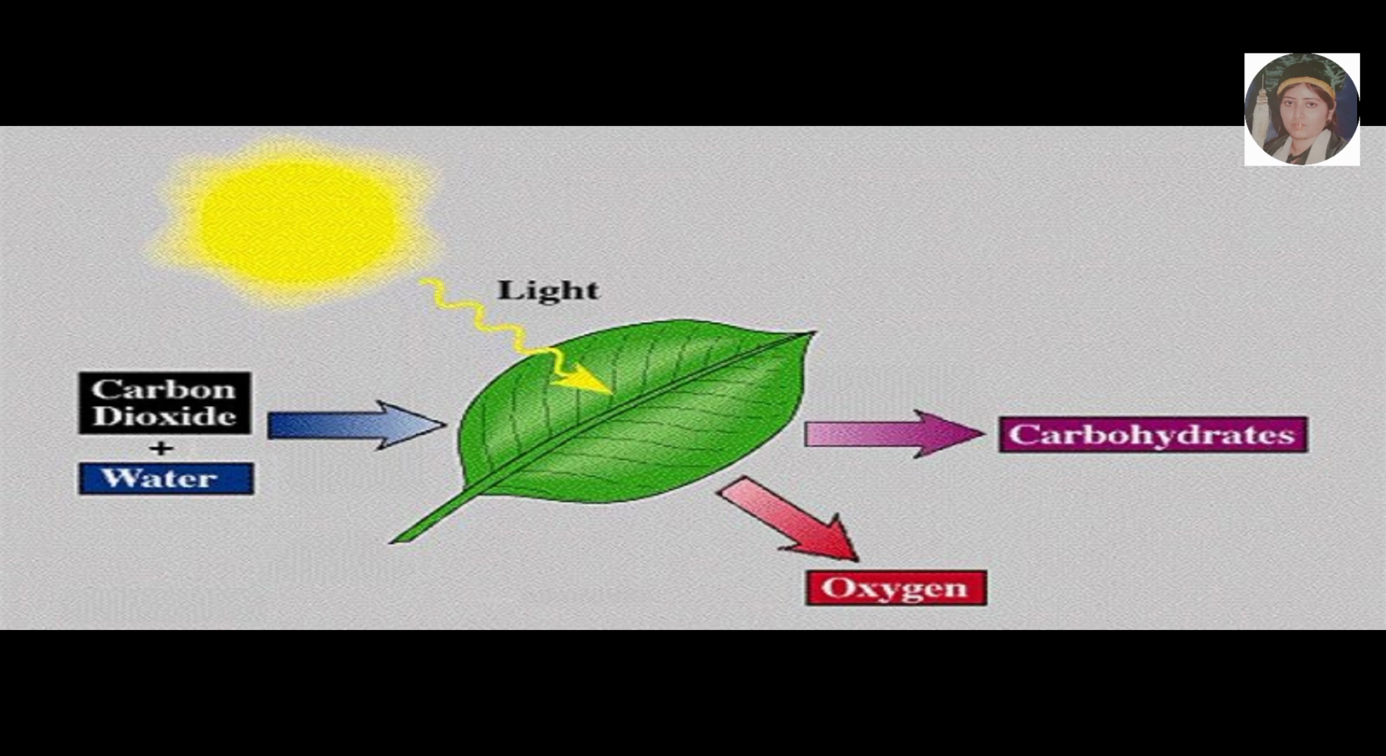Plant leaves are well suited to their work of photosynthesis because their broad, flat shape offers a large surface area where sunlight and carbon dioxide can be absorbed.